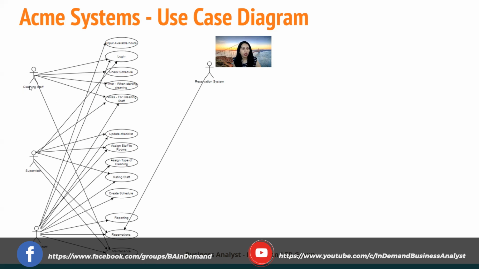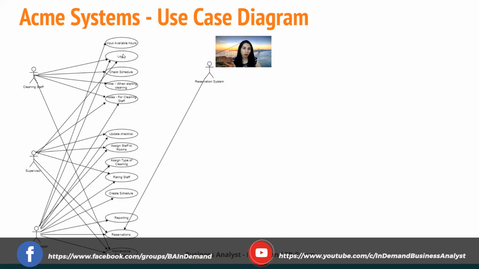So we identified for our cleaning staff, these are the things that they need to be able to do. For our supervisor, where you see the lines, those are the things they need to do. And for admin and supervisor, these are the things that they need to do. But you see that there are some ovals which are used for functionality that has more than one arrow, right? So a cleaning staff needs to do login as well as a supervisor.